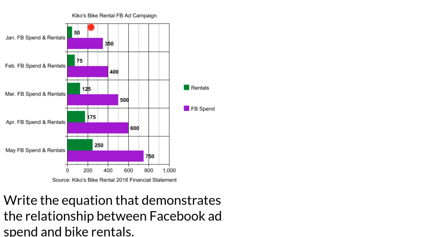So now that we know what this chart is saying, we come down to this question, which says, write the equation that demonstrates the relationship between Facebook ad spend and bike rentals. So we're looking to write an equation. I will give you a hint right now: that's talking about the slope-intercept form, y equals mx plus b. And really, that's where we're talking about the linear or the constant relationship.